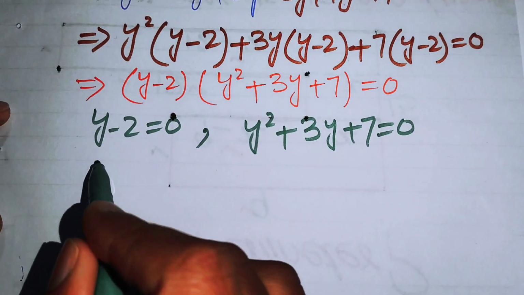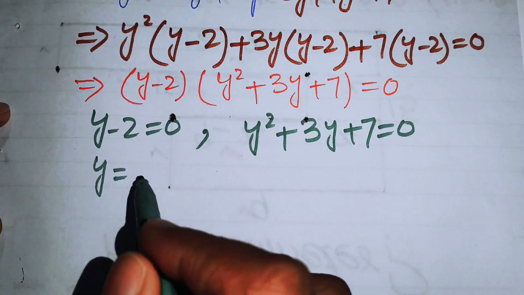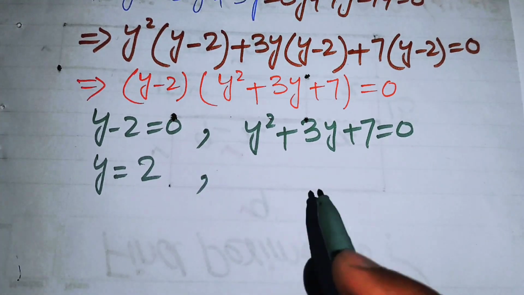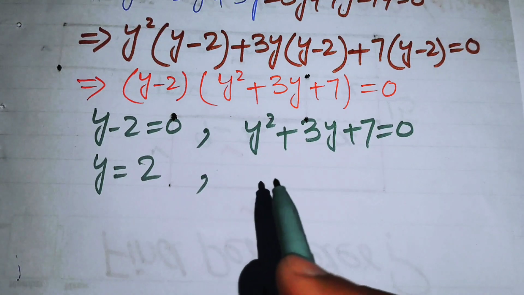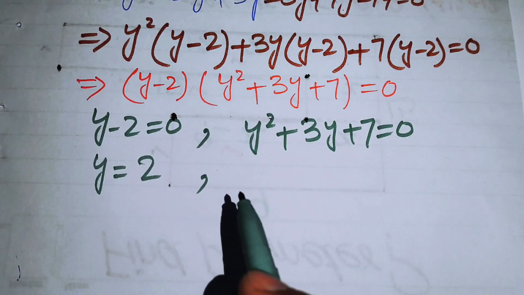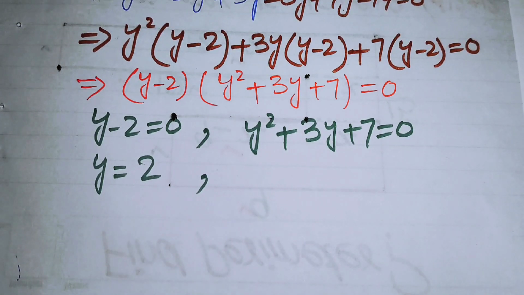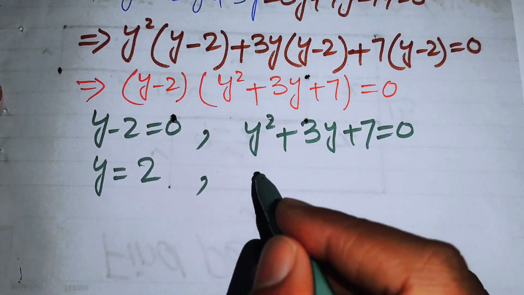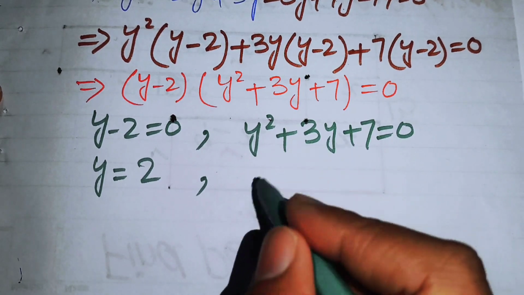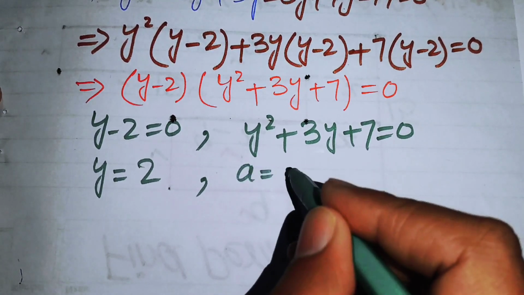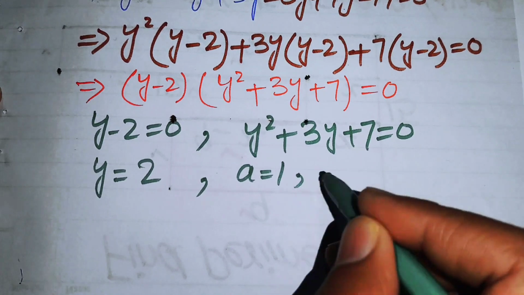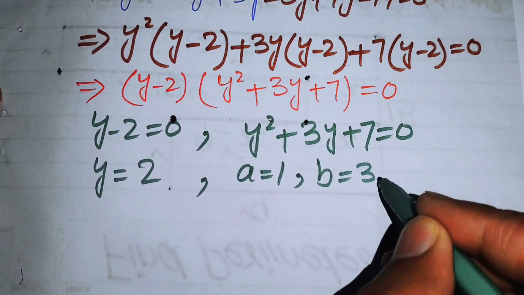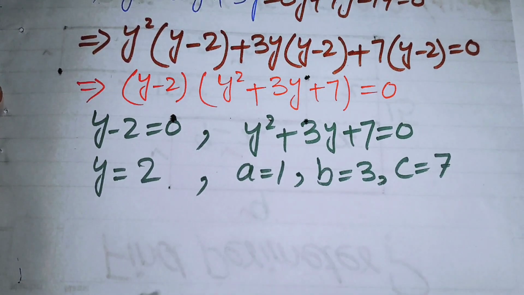So now in the first case we get the value of y equals 2, and we solve this case and easily get the values of y. Here we use the quadratic formula to find the values of y, because this is a quadratic equation. First we write the coefficients of this equation: a equals 1, b equals 3, and c equals 7.